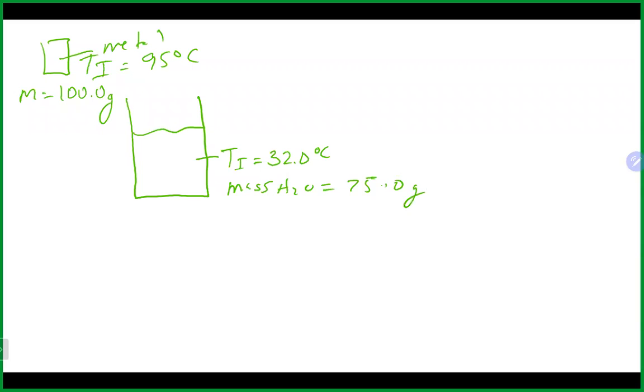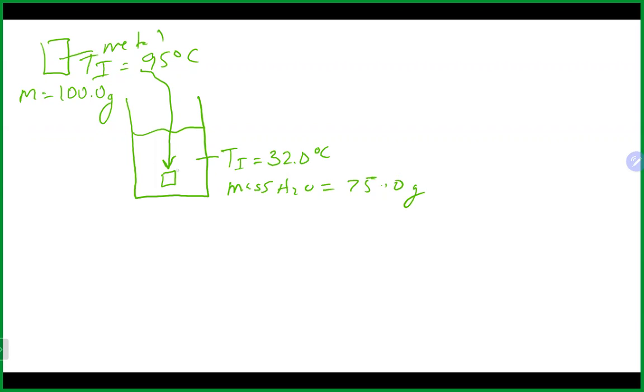So when I throw this hot piece of metal into, or in this case, the water, what's going to happen with the temperature of the metal? Will it go up or will it go down? It will go down because the water is cooler, right? And the metal is hotter. Heat flows from hot to cold.